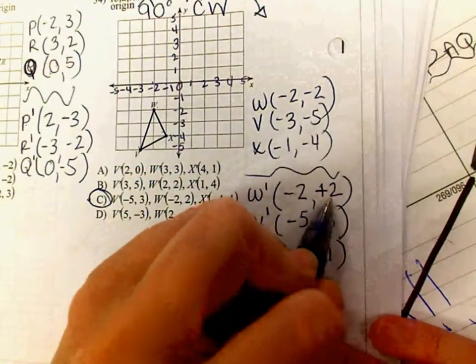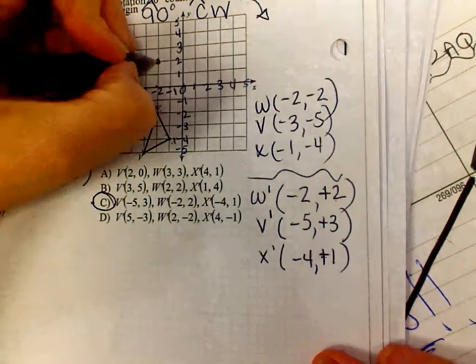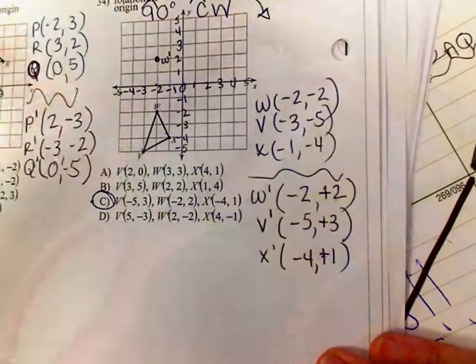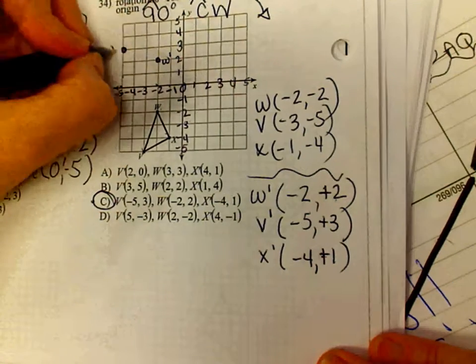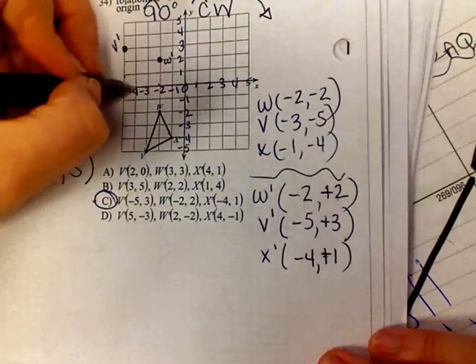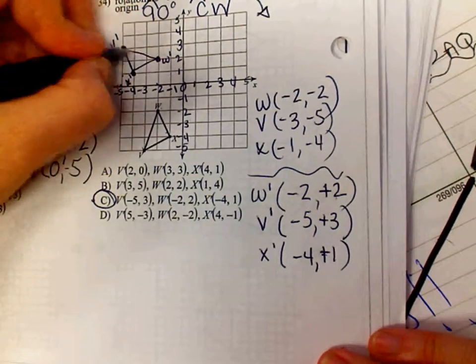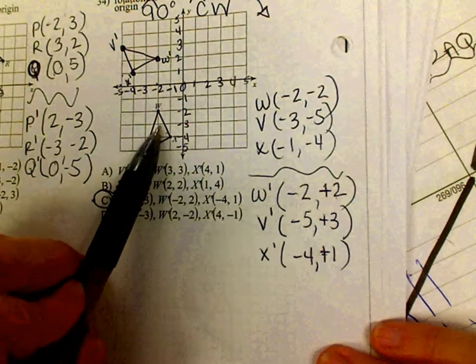W prime is -2 on the x, +2 on the y. V prime is -5 on the x, +3 on the y. X prime is -4 on the x, +1 on the y. So, like I said, 90-degree rotations.